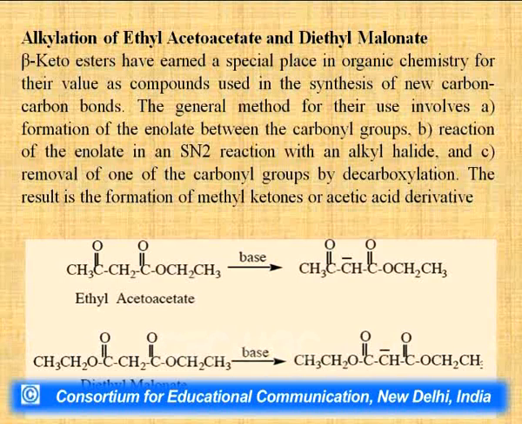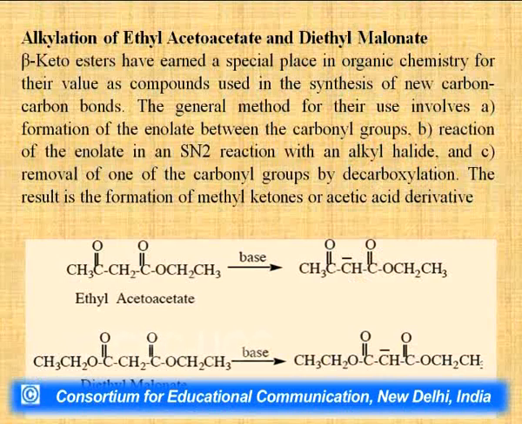Here you can see the reaction of ethyl acetoacetate. When it reacts with base, the base will abstract the proton from the CH2. Why only CH2? There are other groups also, like CH3 at the left hand terminal and CH2CH3 at the right hand terminal, but the abstraction is from the middle CH2 only, because these hydrogen atoms are more acidic.